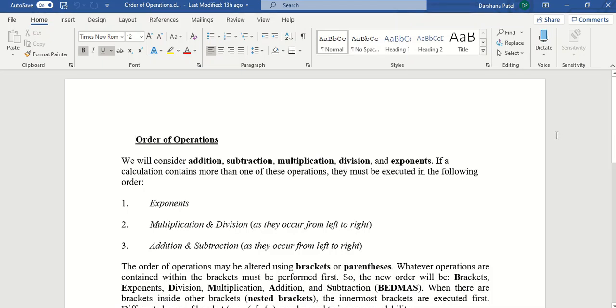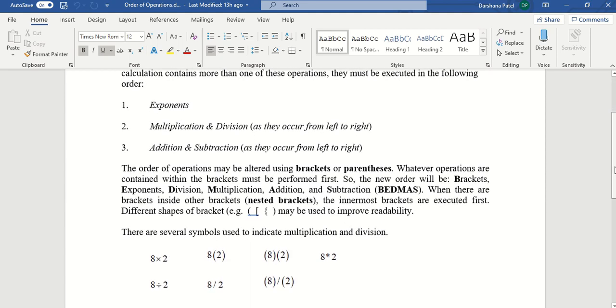Order of operations. We will consider adding, subtracting, multiplication, division, and exponents. If a calculation contains more than one of these operations, they must be executed in the following order. Exponents first, multiplication and division in the order they come from left to right, and lastly adding and subtracting numbers as they come, again from left to right.